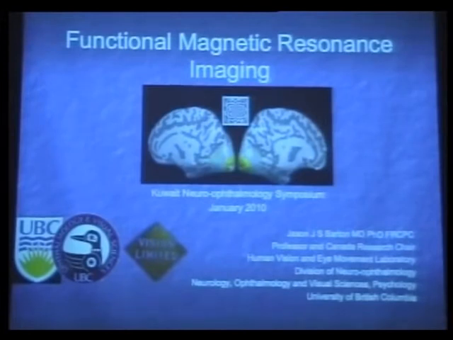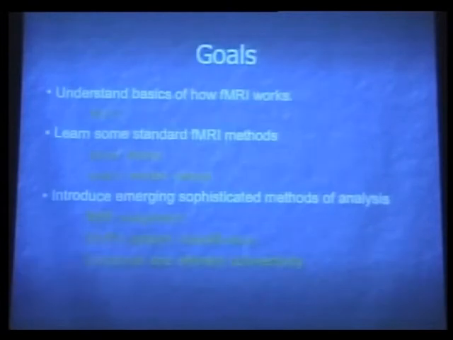So, to understand how fMRI works, you do have to understand a little bit about how MRI works. And Andy's done a nice job of introducing a little bit of that. I'll try to do a bit more of that as well. So we're going to start off with understanding the basics of how fMRI and MRI works, primarily what we call the BOLD signal, or blood oxygen level dependent signal. We're going to talk about some standard fMRI methods that we use right now and have been using the last 10, 15 years, the block design methods and the event-related designs.